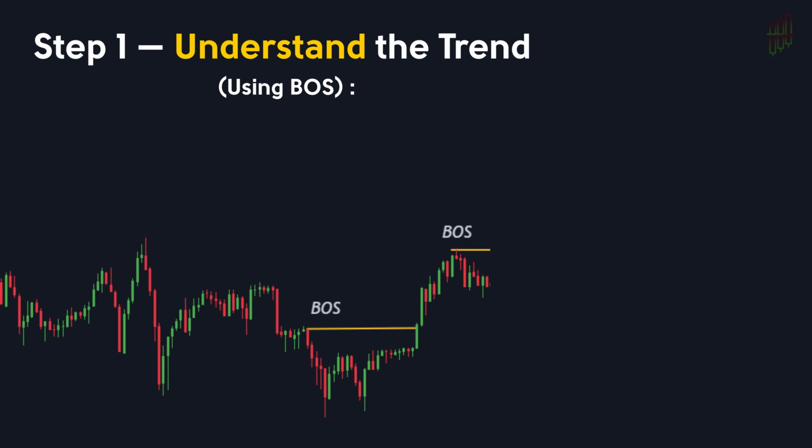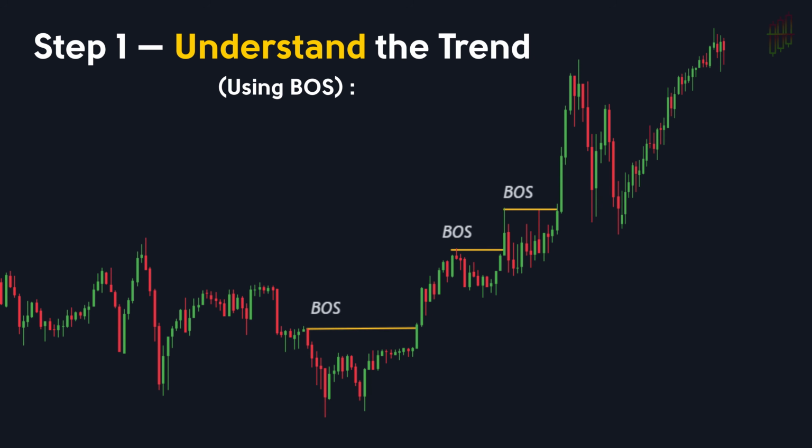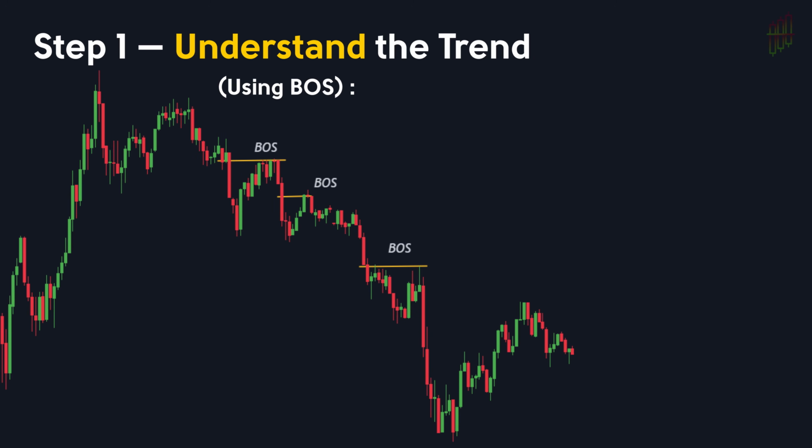When you see 3 consecutive bullish breaks of structure, it confirms that buyers are firmly in control and the market is in a strong uptrend. On the other hand, 3 consecutive bearish breaks of structure signal that sellers dominate and a strong downtrend is in play. This simple rule keeps you aligned with institutional flow and prevents you from fighting the higher time frame trend, which is one of the biggest reasons traders lose. When the structure is clear, your trades immediately become cleaner, higher probability, and backed by real momentum instead of emotion.